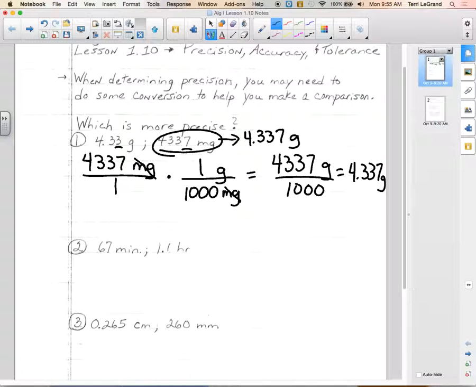Now we can make the comparison to see which one's more precisely measured. The 4.33 grams is measured to the hundredths, this one's measured to the thousandths, which is a smaller unit of measure. So we're going to say that 4,337 milligrams, as Aaron said in the beginning, is more precise, because we have thousandths instead of hundredths, and thousandths are smaller.